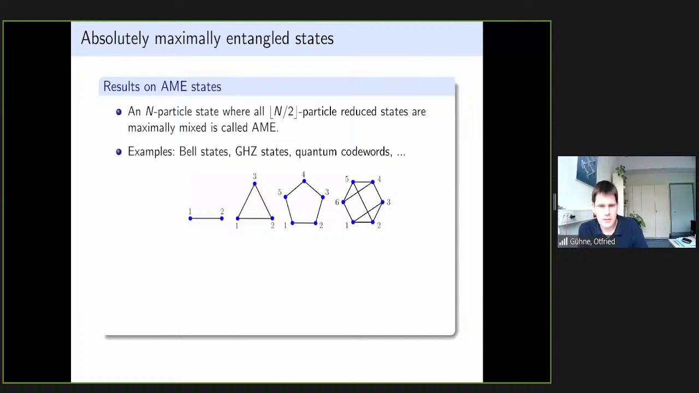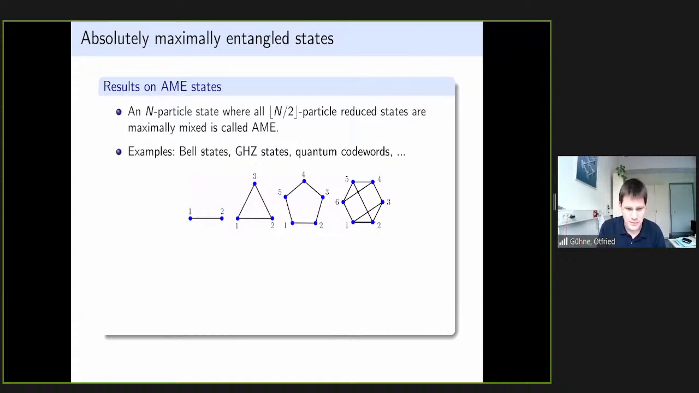The problem is the following. We look for n-particle states where the n over two particle reduced states are maximally mixed. And then it's something like a maximally entangled state with respect to any bipartition. And you can easily find some examples. The simplest states would be just the Bell states. This is a two-body state, and of course it's a maximally entangled state.